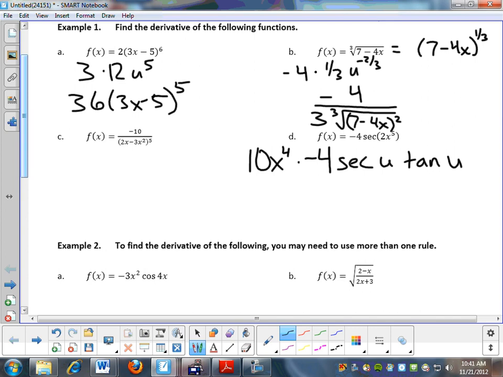So I took the derivative of the inside times the derivative of the outside with the inside left alone. And so now all I have to do is multiply and put in my u's. So -40x to the 4th, secant of 2x to the 5th, tangent of 2x to the 5th. I know where we're headed, and where we're headed is being able to take this and get back to there.